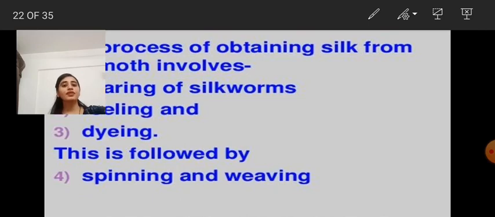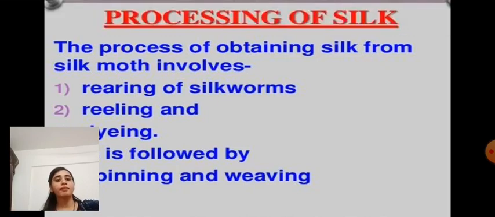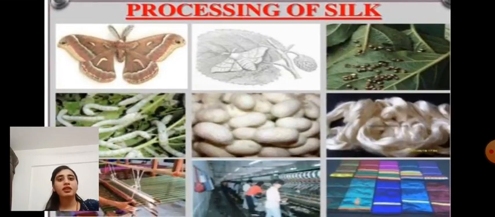Okay, so first one is rearing of silkworm. A female silk moth lays hundreds of eggs at a time. Then the eggs of silk moth are stored carefully on a cloth strip or paper strip, and sold to silkworm farmers. Then the farmer keeps those eggs at suitable temperature and humidity under hygienic conditions.